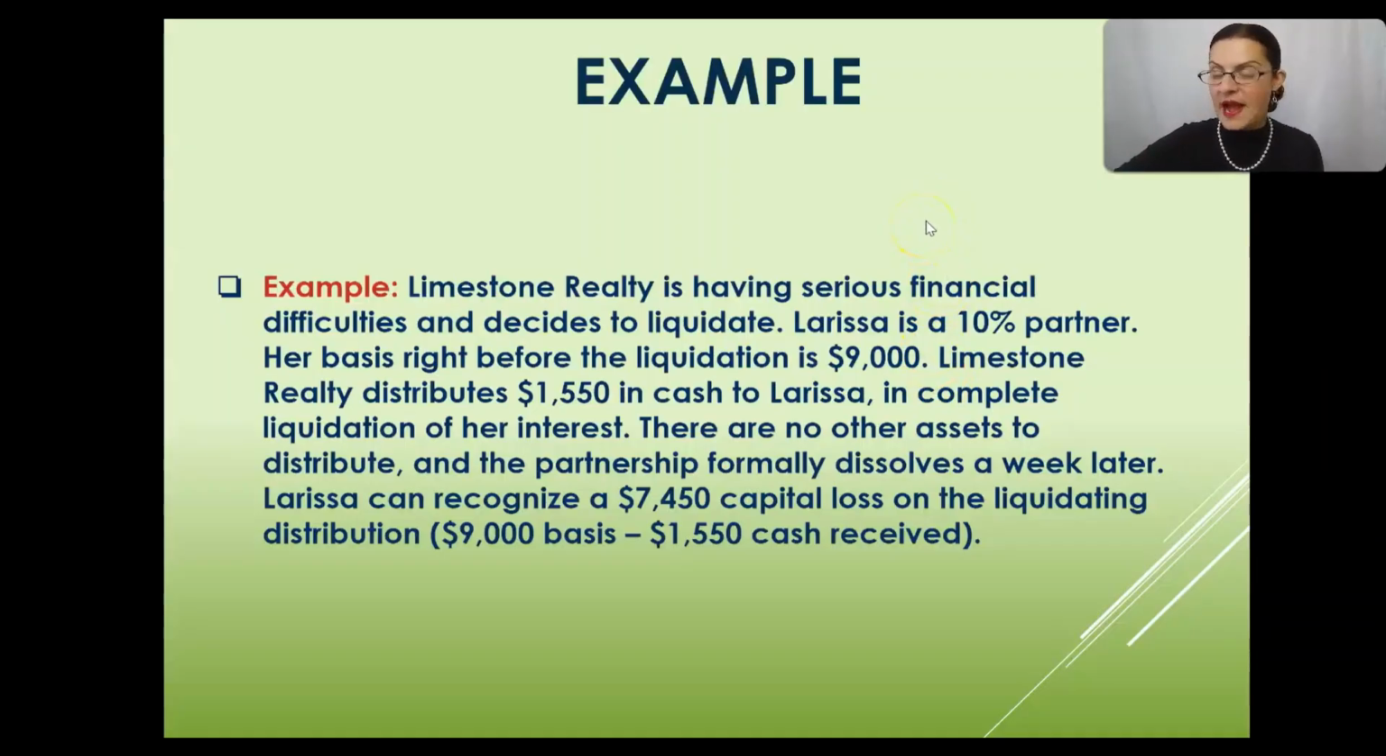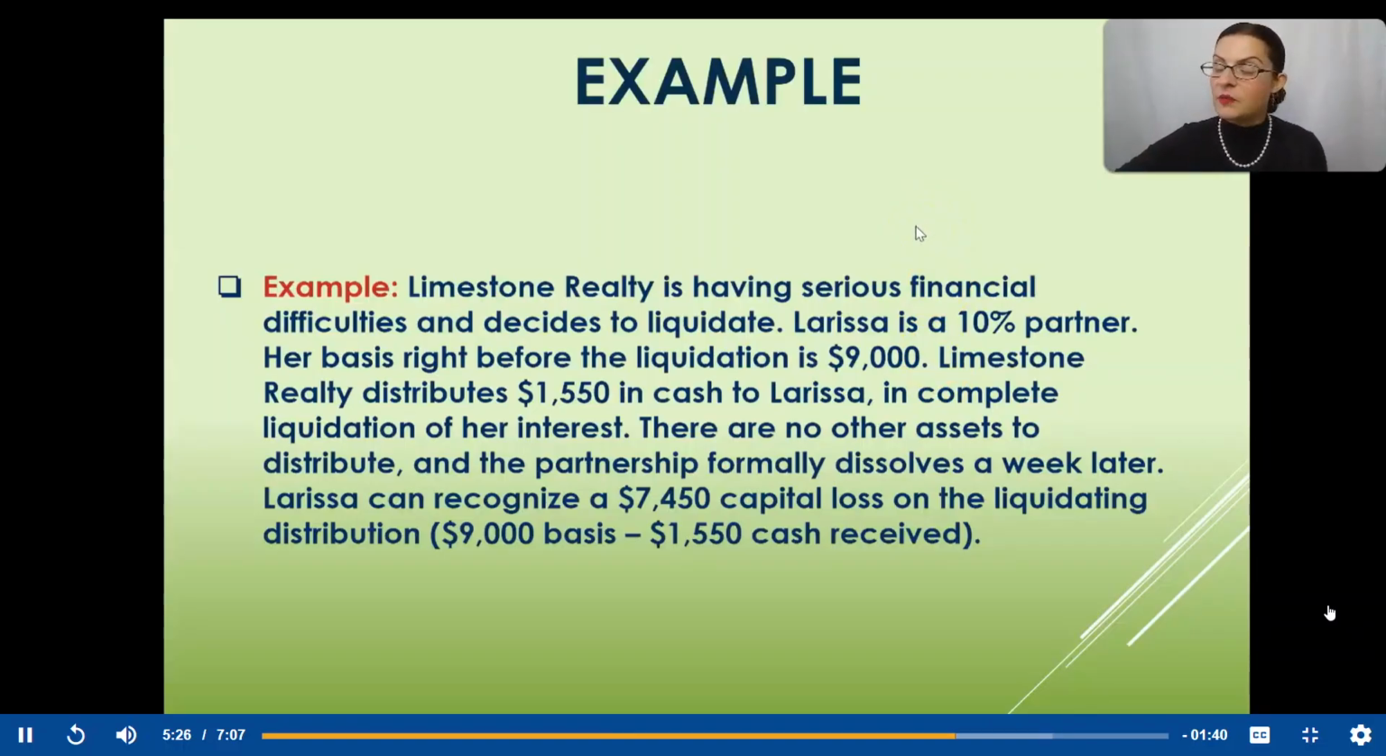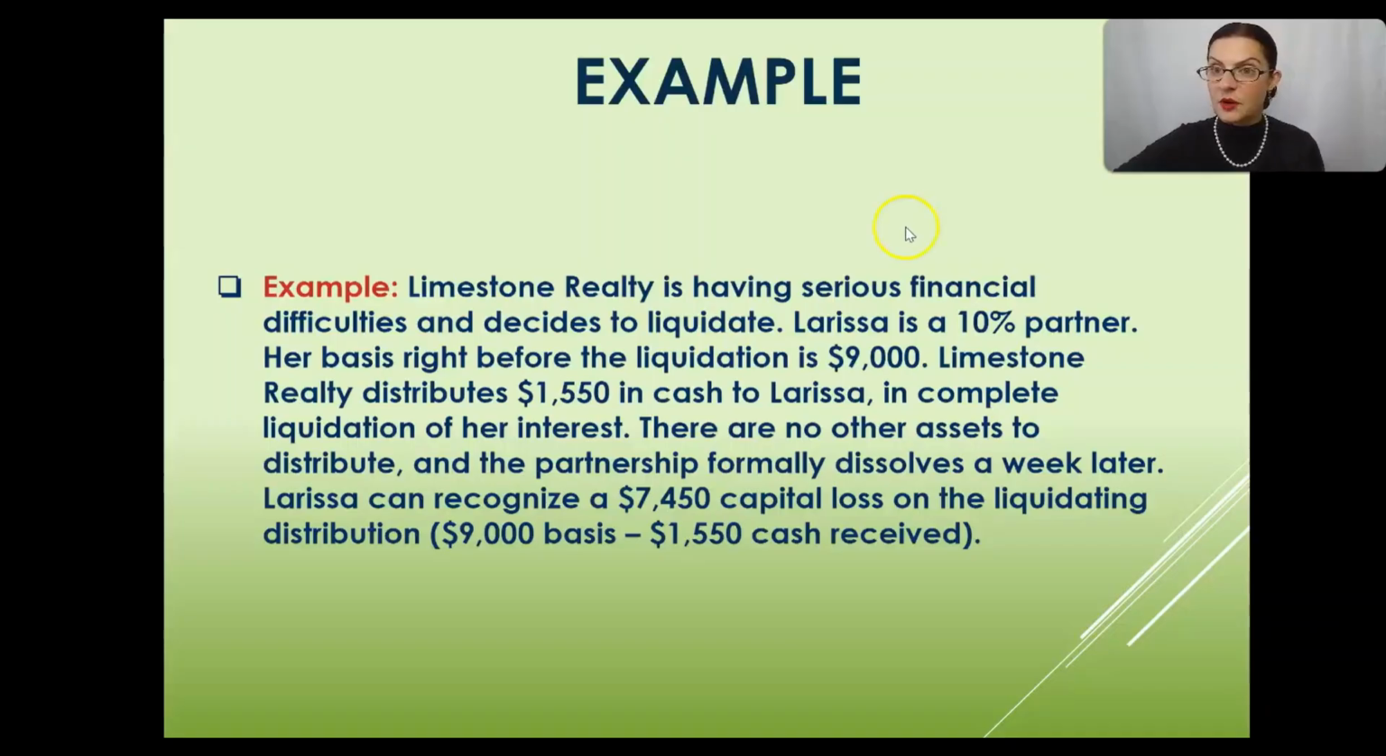She put in her own cash, or maybe it's income that she's already recognized from partnership operations, profits, but she didn't take that money out. She didn't get a distribution. So this is her basis. It's $9,000 right before the liquidation. Limestone Realty distributes $1,550 in cash to Larissa in complete liquidation of her interest.